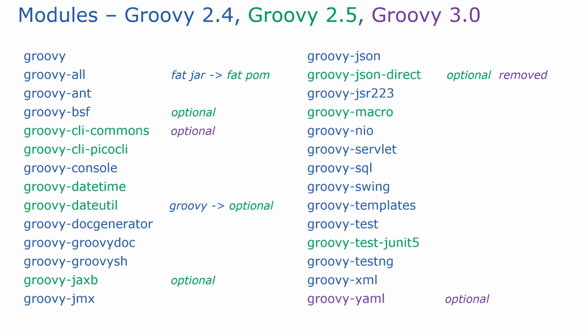For instance, in Groovy 4, if we make a new stream-based version of XmlSlurper, then inside Groovy XML, there'll be this new version of the XmlSlurper.